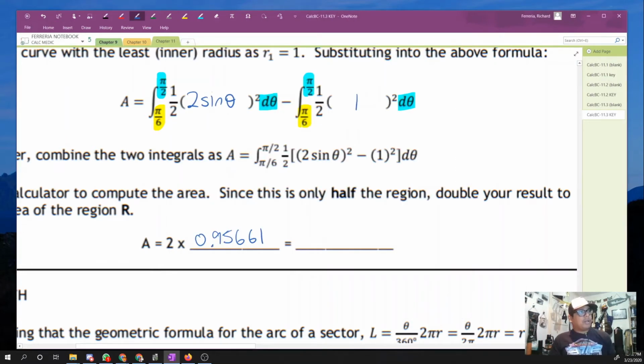The region in our crop circle that we want is 2 times that result. And so what is 2 times 0.95661? I don't know. Computer, how much is 2 times 0.95661?